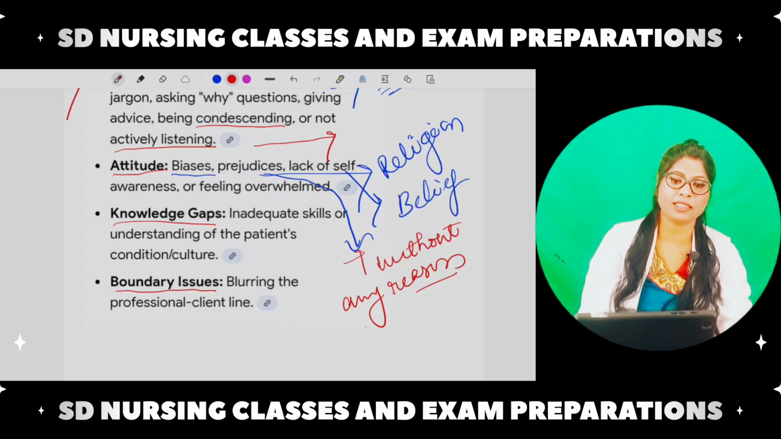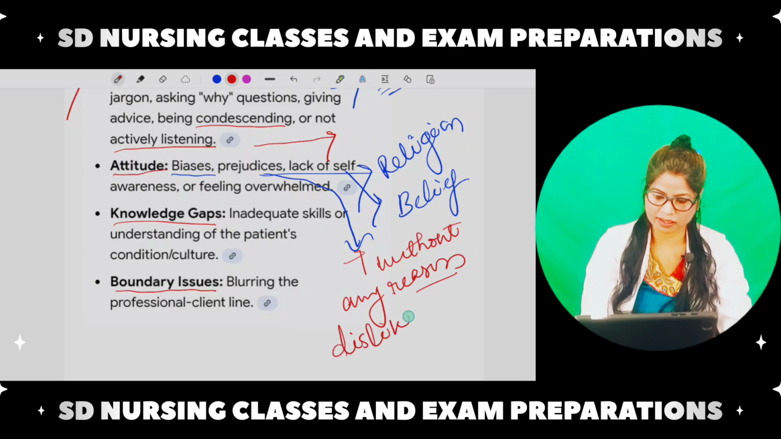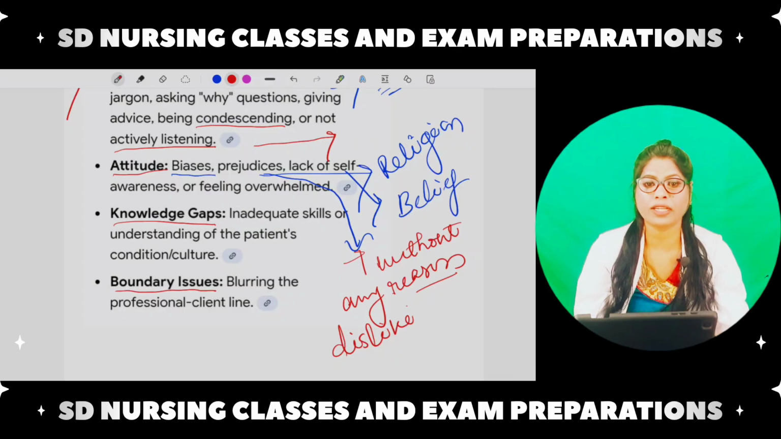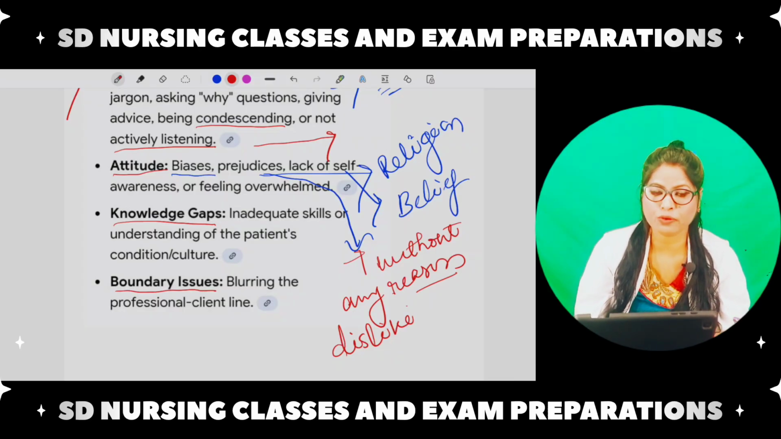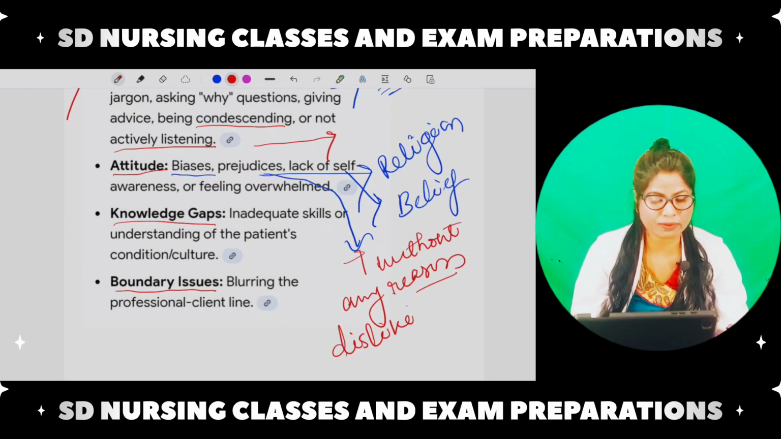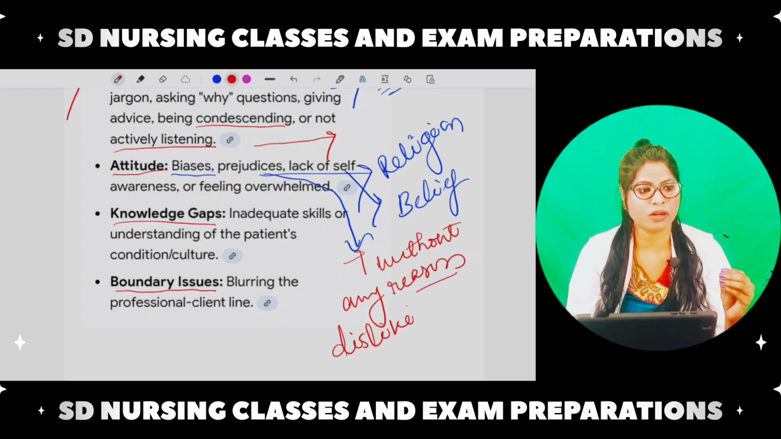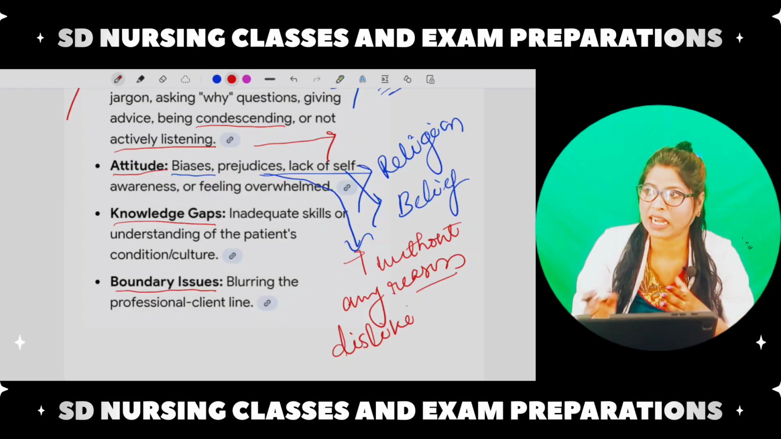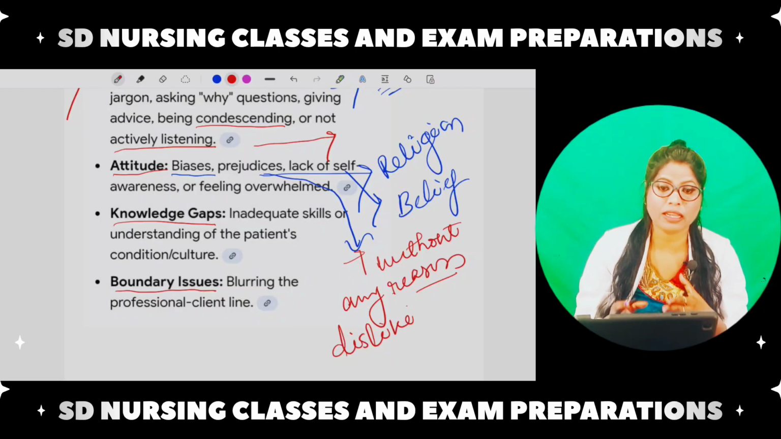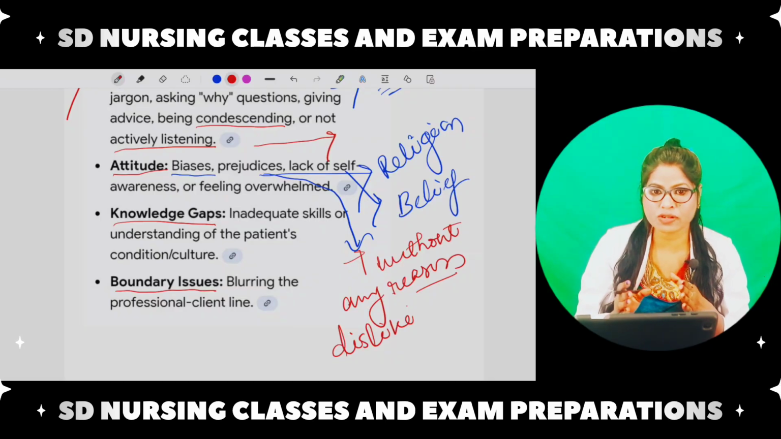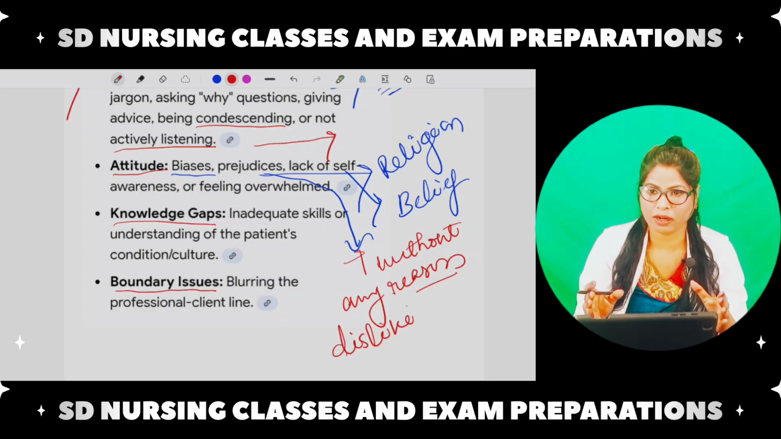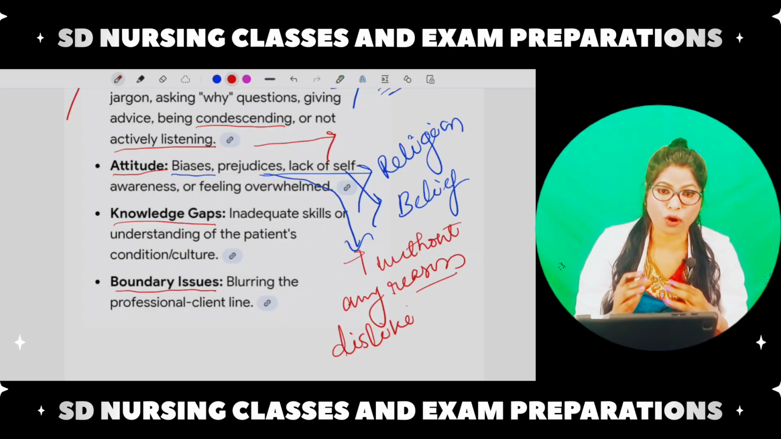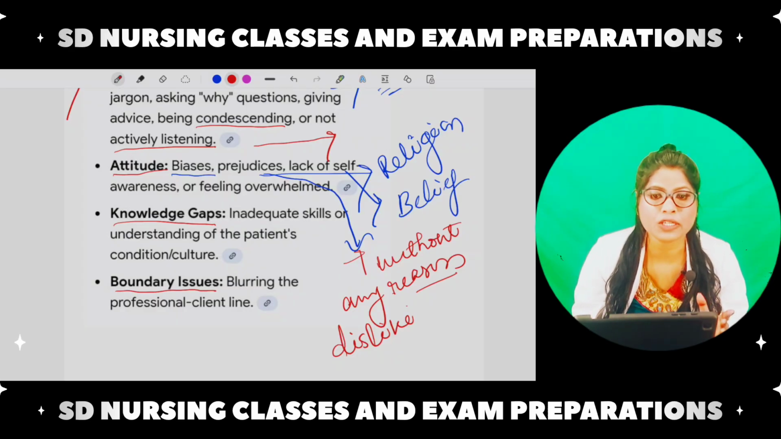you are disliking the patient. Without any reason, you are showing very bad behavior and talking arrogantly to the patient, so how will your communication be effective? Then lack of self awareness: you should know which type of behavior to show to the patient, in which way your gesture and posture should be, how you should behave, and how you have to talk to the patient. If you are unaware of these things, how will your communication be effective?